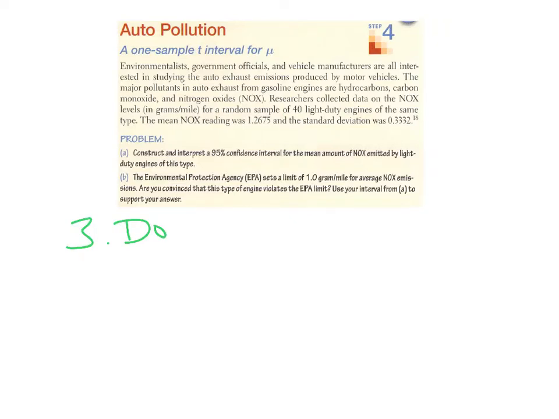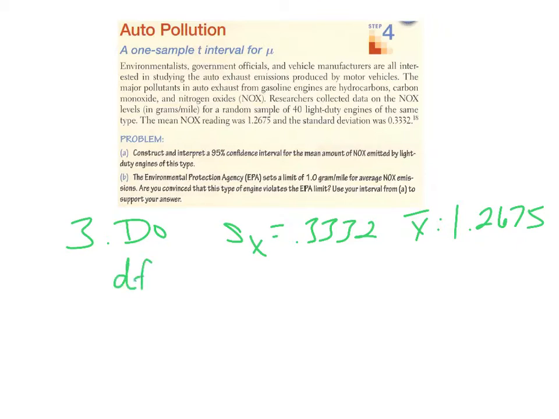Okay, step 3 is the actual doing. So the calculations, the showing of your work. Okay, so we were given the sample standard deviation, which is 0.332. We were given the sample mean, which was 1.2675. Okay, remember for t distribution, we need our degrees of freedom, which would be 40 minus 1, which is going to be 39. I'm going to use my calculator to do this because my table B doesn't have 39 degrees of freedom. So I'm going to use my calculator just because I think that's a better option when I'm doing that.